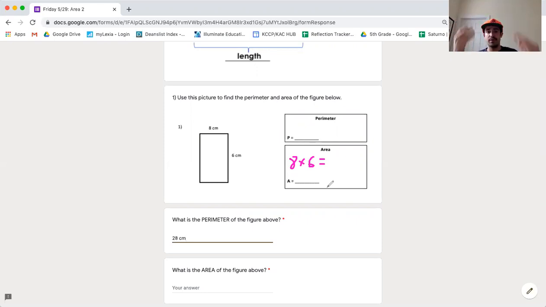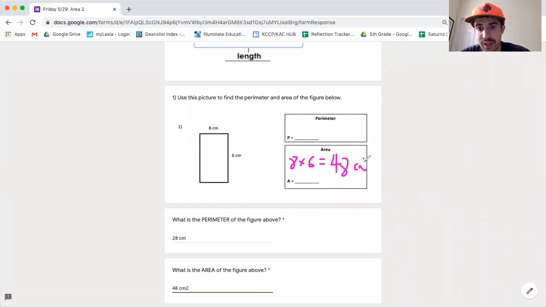Bam, 8 times 6 is 48. So that means the area, or the amount inside this figure, is 48 centimeters squared. Remember, you include that 2 for centimeters squared. When you write it out, it looks a little bit like this: 48 centimeters, and then a tiny 2 up top. Let's do the next one, shall we?